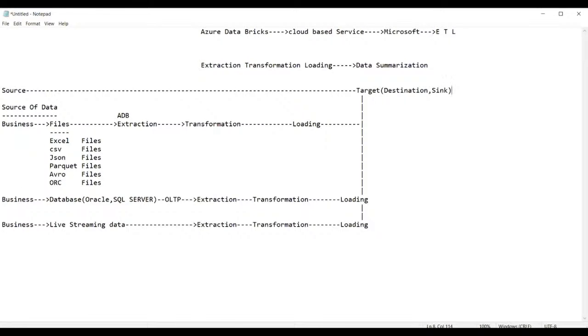This is how we get the data here. Ultimately, we get the data from various sources, and from these various sources we extract the data, we transform the data, and we load the data into the target. All this extraction, transformation, and loading will be done by using a service. ADB is one service. Likewise, ADF is another service. Likewise, you can have Synapse as another service. These are the various services we can use.